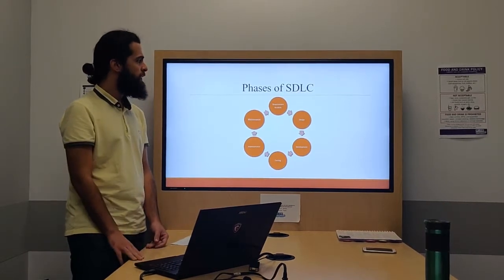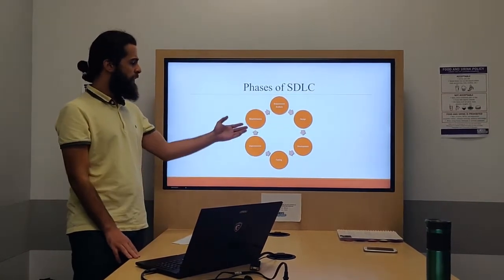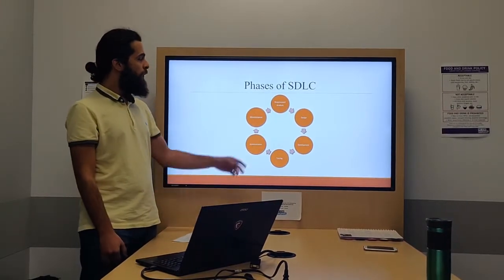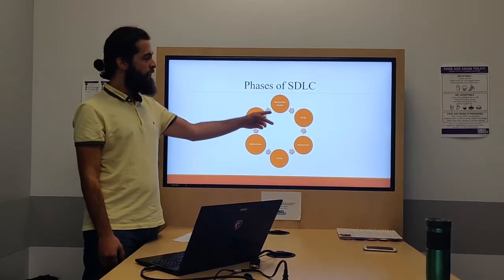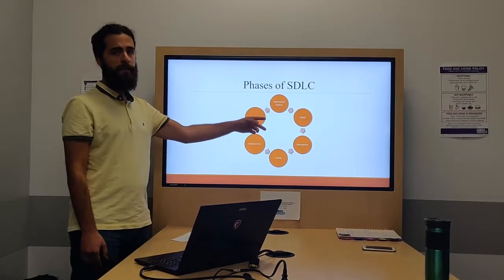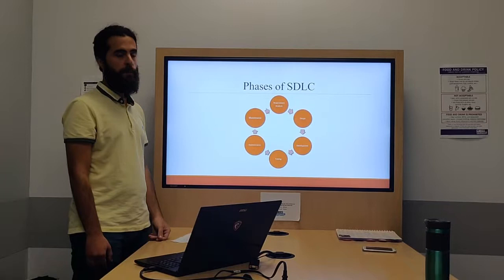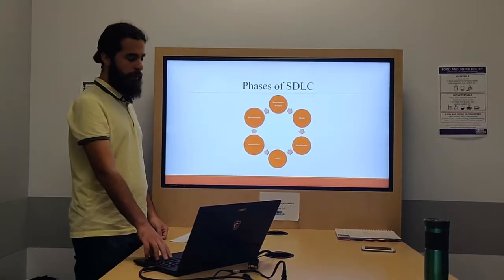And now, phases of SDLC. There are 6 phases in the SDLC model. We combined 2 phases into one in the requirement analysis. It is composed of planning and analysis as well. I will start with the requirement analysis.